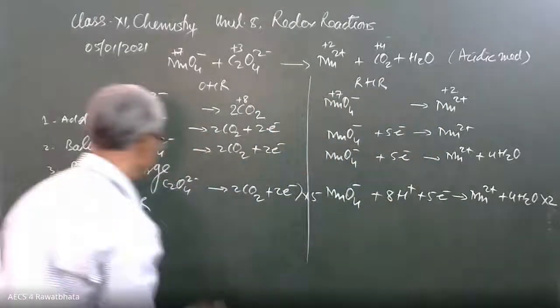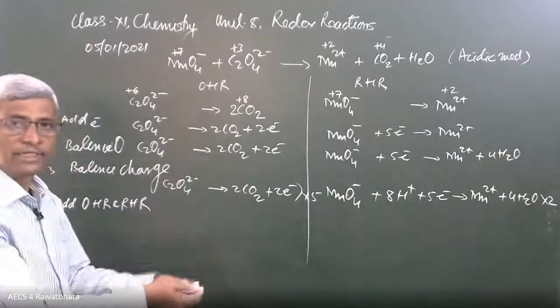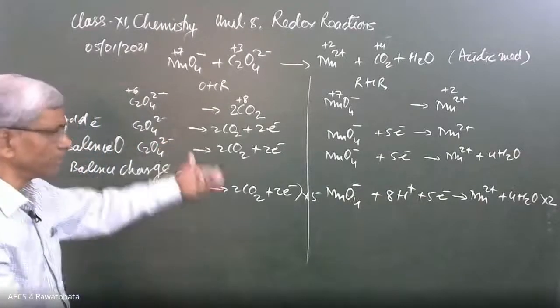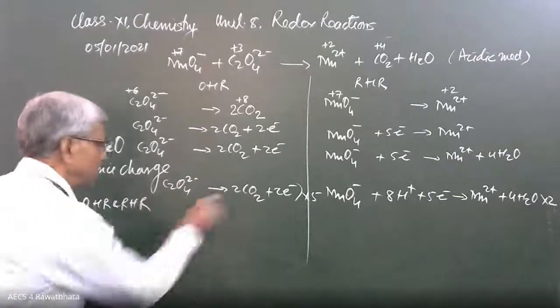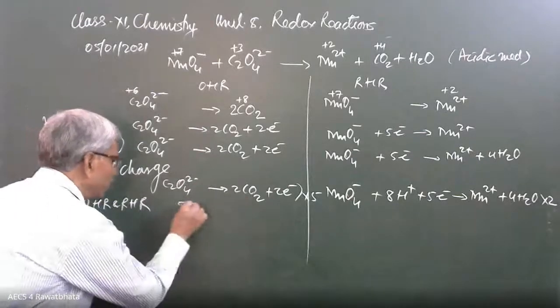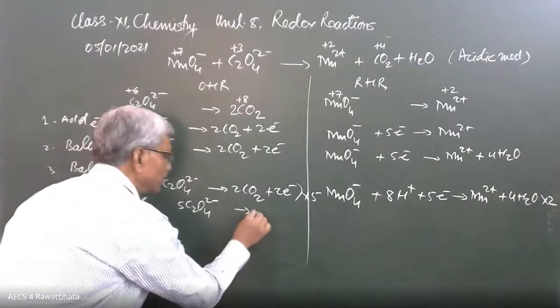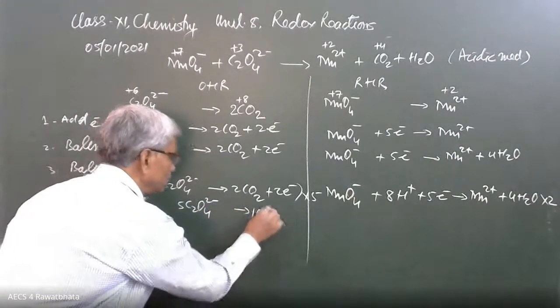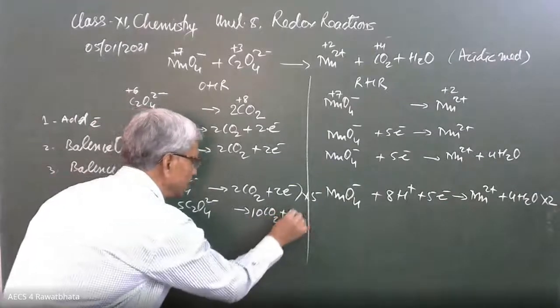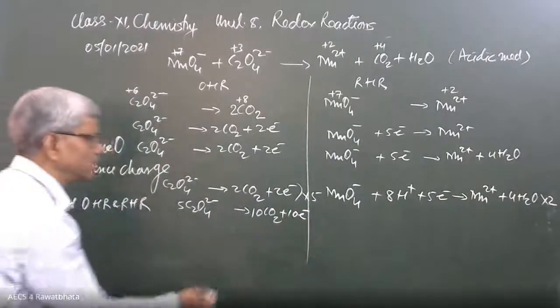And then write. If you can add directly, you can add directly. Otherwise, write one after another and add them. Here it is multiplied by 5. 5 C2O4 2 minus gives 10 CO2 plus 10 electrons. This is the oxidation half reaction.